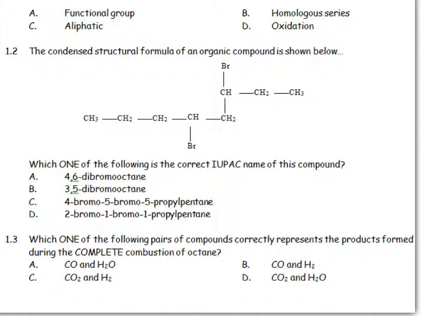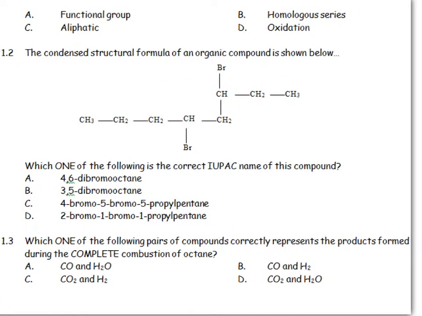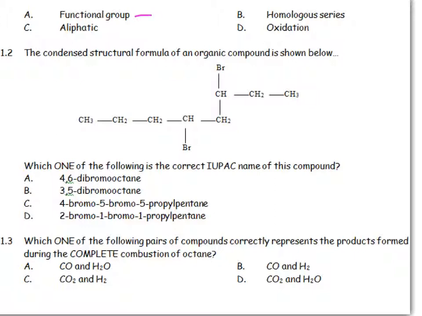What determines the chemical properties of a molecule in organic chemistry? Well, it's somewhere between the functional group and the homologous series. The homologous series doesn't decide exactly how reactive it is, or what type of reaction it will undergo. It's actually the functional group that dictates that.